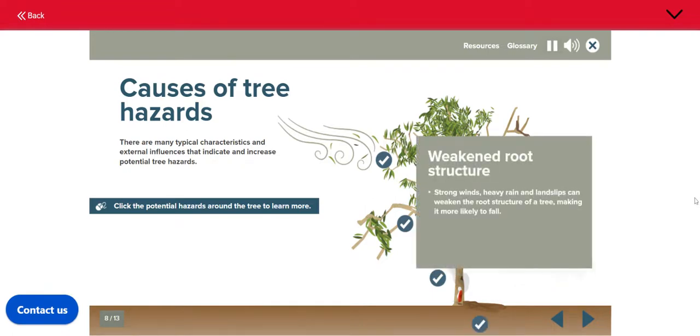Strong winds, heavy rain, and landslips can weaken the root structure of a tree, making it more likely to fall. Also, agricultural and heavy machinery used near trees can disturb the soil, affecting root stability.